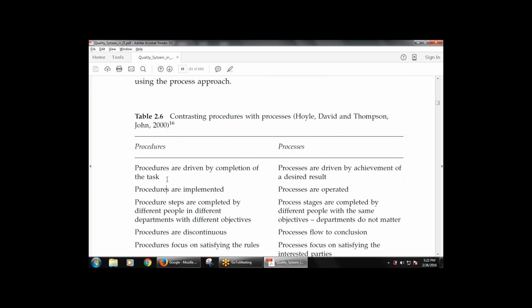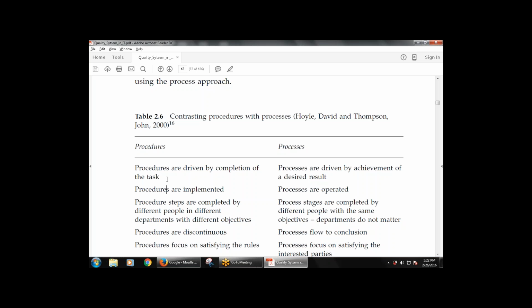Now, what is the process? The processes are driven by the achievement of the desired result. So this is a comparison, a contrast, between procedures and processes. Procedures are driven by the completion of the task, and processes are driven by the achievement of a desired result. If the desired result is achieved, that means the process is fulfilled.